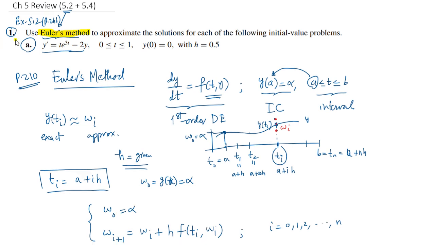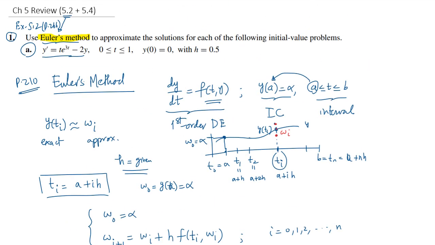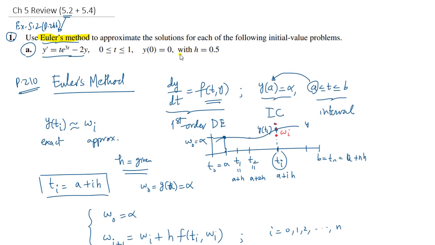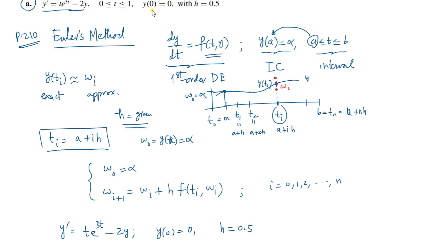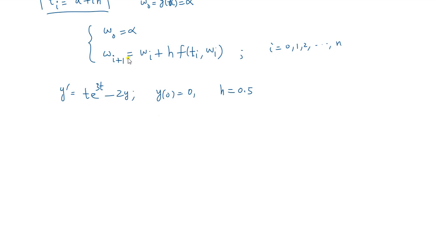F of t, y is the right hand side, right? So see, y prime is given as t e to the power 3t minus 2y, and y at 0 is 0 and h is 0.5, right? And we have to find the solution over the interval from 0 to 1, right? So t is given from 0 to 1.